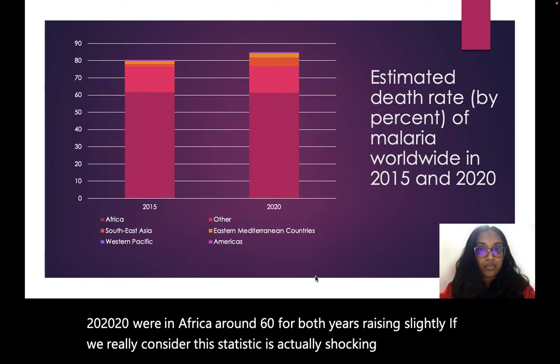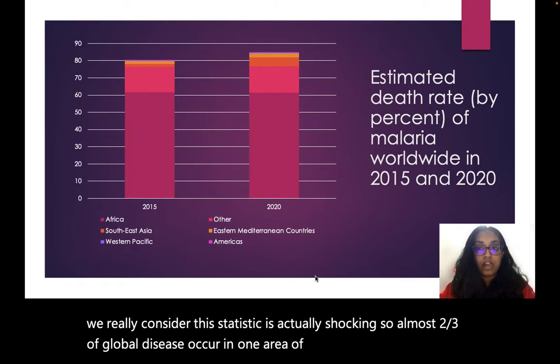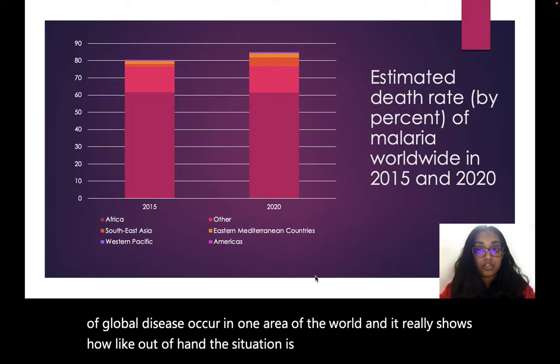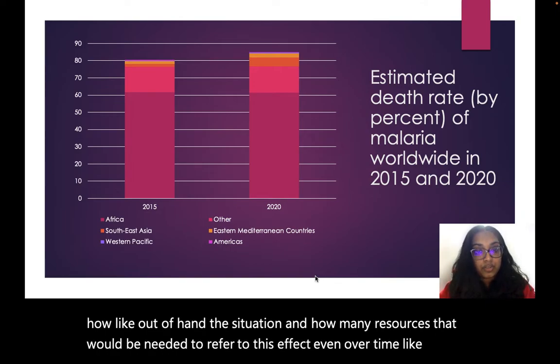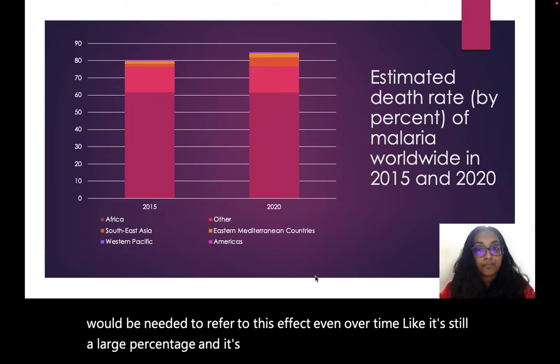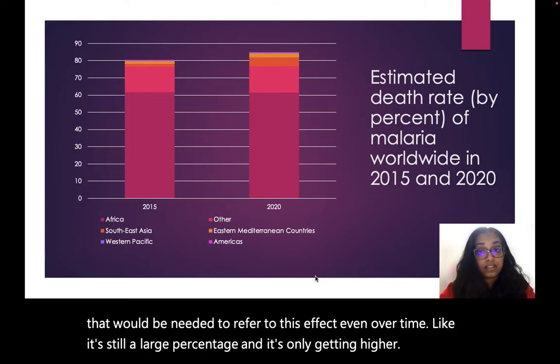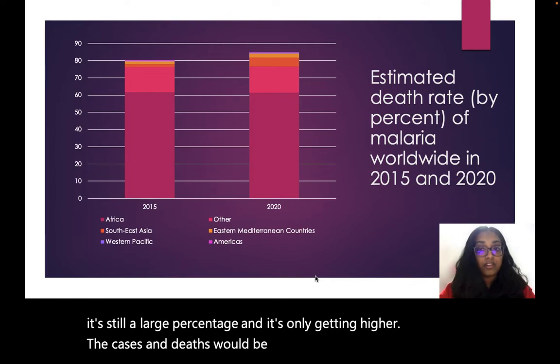So, almost 2/3 of global disease occurs in one area of the world. And it really shows how out of hand the situation is and how many resources would be needed to reverse this effect. Even over time, it's still a large percentage and it's only getting higher. The cases and deaths would be nearly cut in half if malaria didn't occur as heavily as it does in Africa.